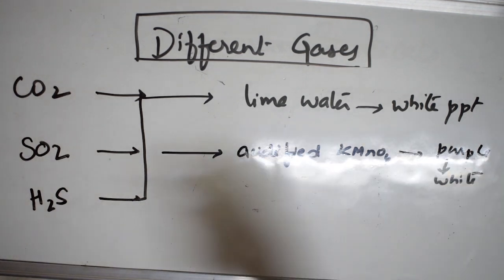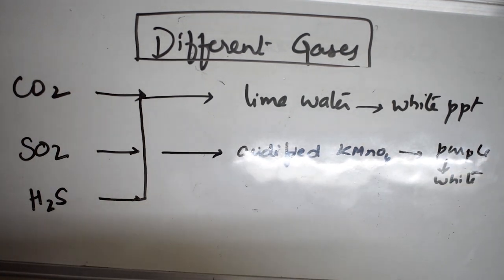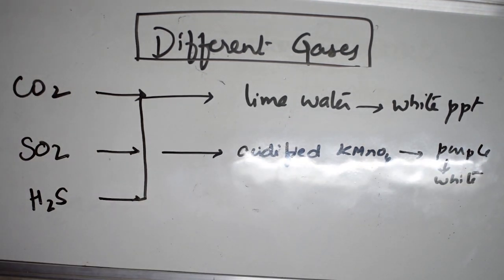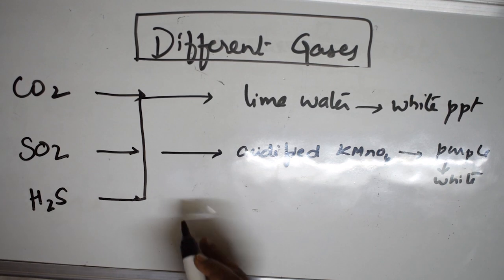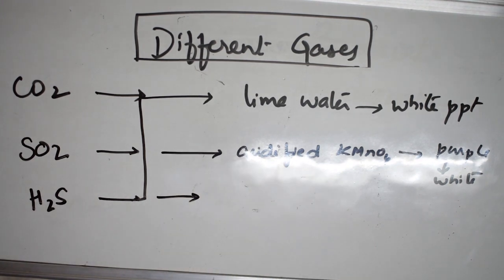Remember this. Three important gases: carbon dioxide, sulfur dioxide, H2S. Carbon dioxide turns lime water milky. Sulfur dioxide turns acidified KMnO4 from purple to white. Suppose I have H2S, what is the smell we have got? We have got colorless gas with rotten egg smell. Correct students? Right. With that only you can say, okay ma'am, there is sulfur in the given salt. Now let us take the next set of gases.